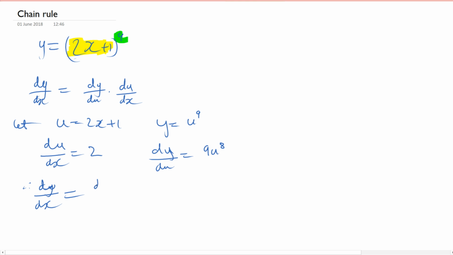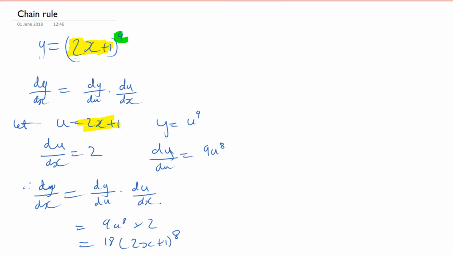So therefore, dy by dx will equal dy by du times du by dx, which is equal to 9u to the 8 times by 2. And if we simplify that, that's equal to 18. We know that u is equal to 2x plus 1. And we've got that to the 8. Now, that's how to do it using the formal methods.